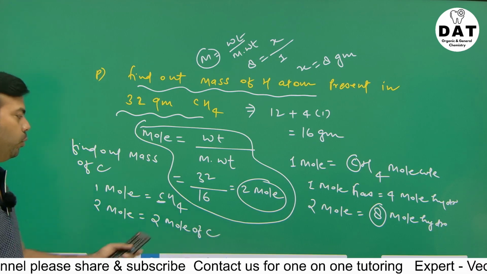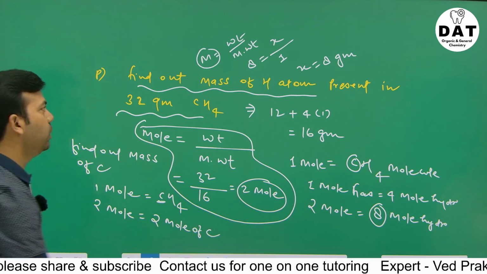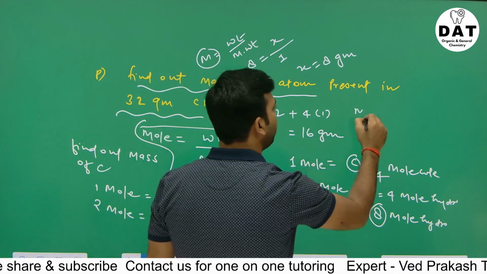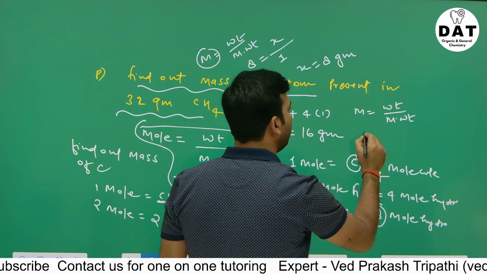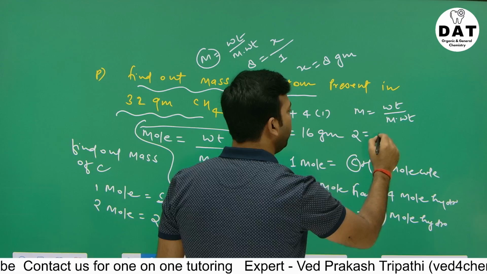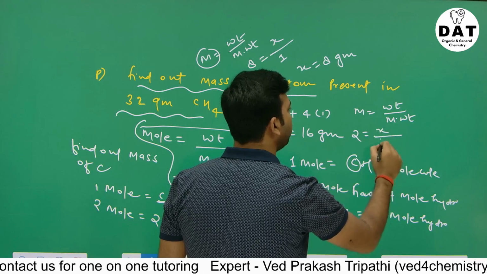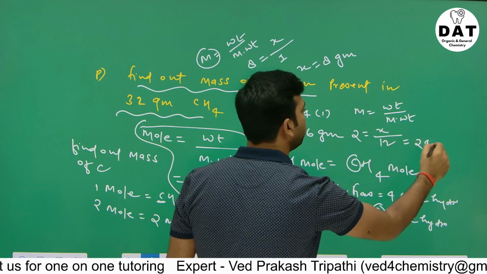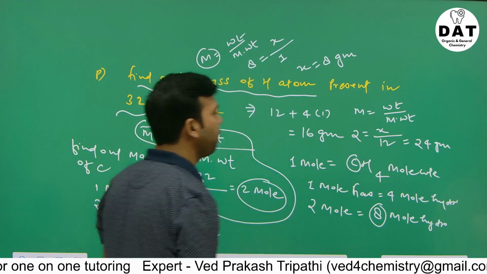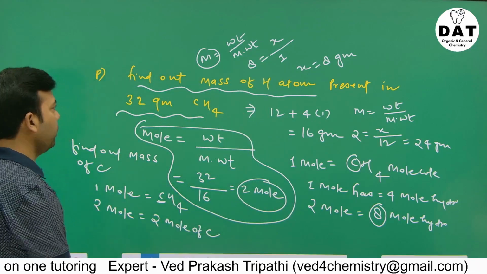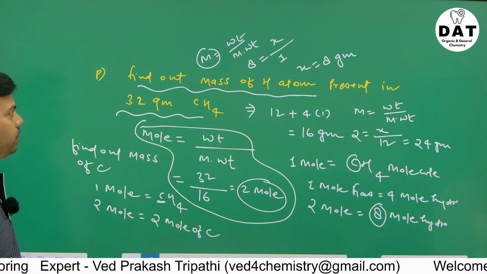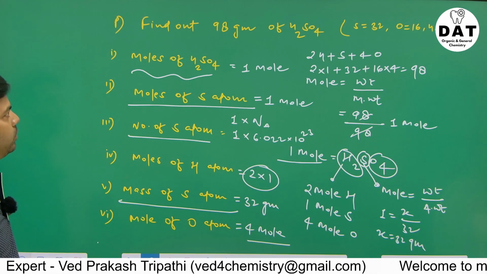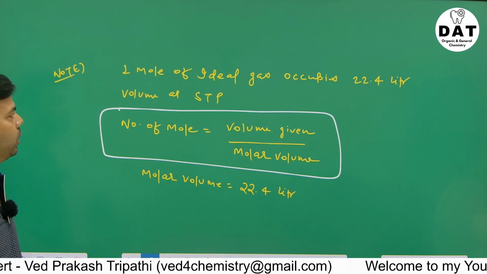And once you have the mole of carbon, then the weight is quite simple. What? Mole is equal to weight upon molecular weight. Mole is 2. Weight is X. Molecular weight is 12. So 24 gram. Clear? 24 gram carbon will be here. Makes sense? We did this. Okay, now the next.